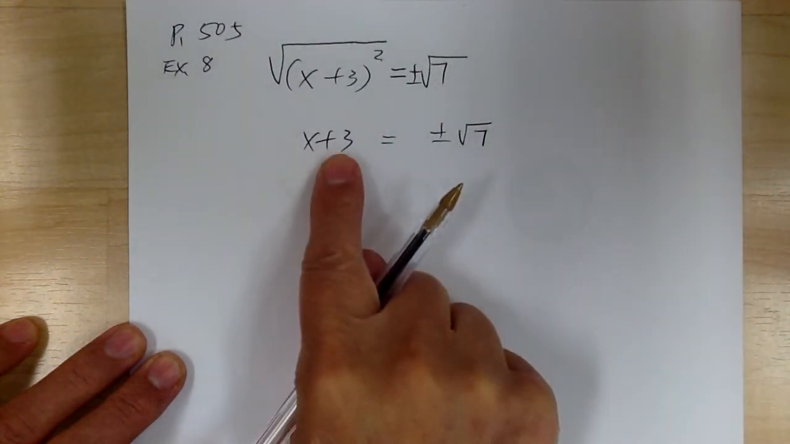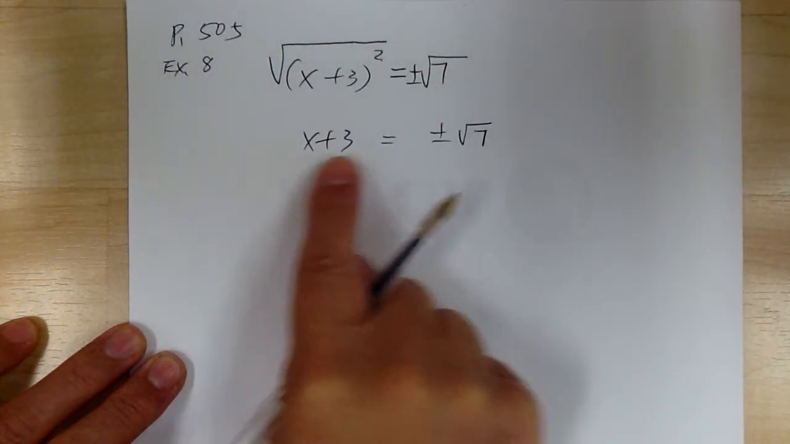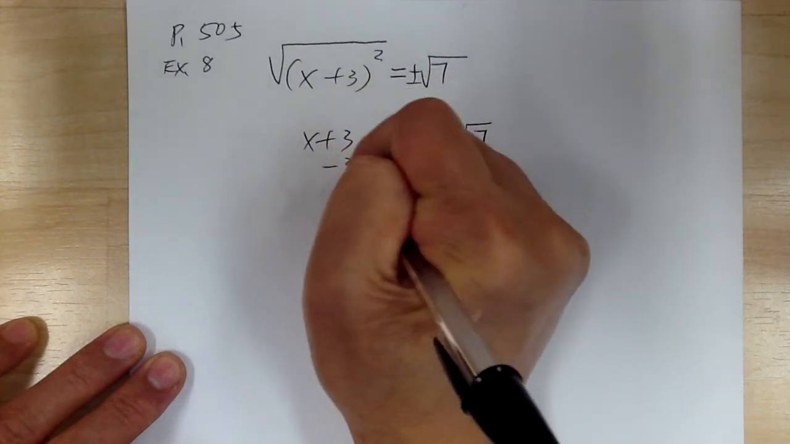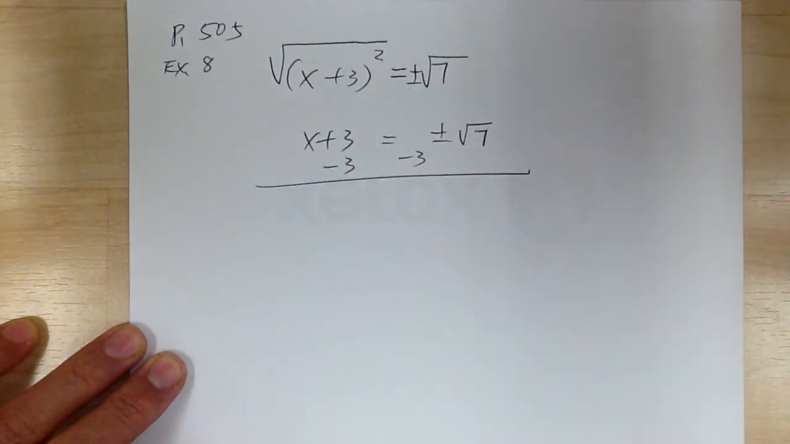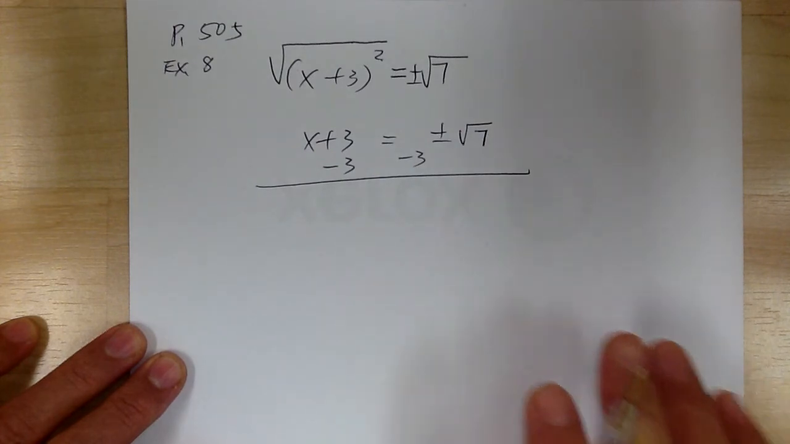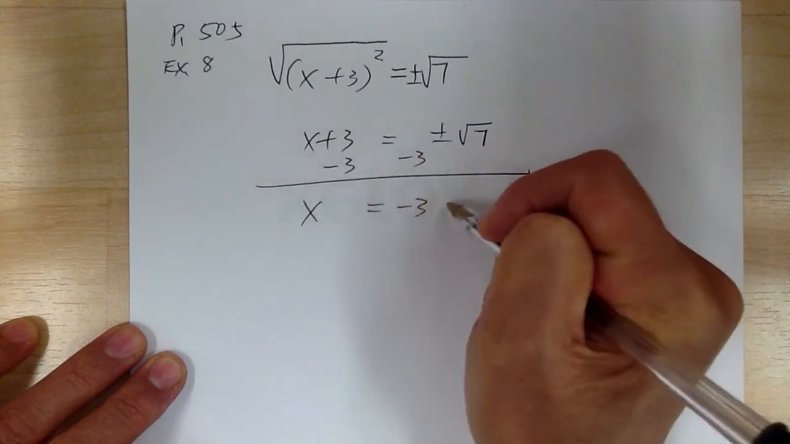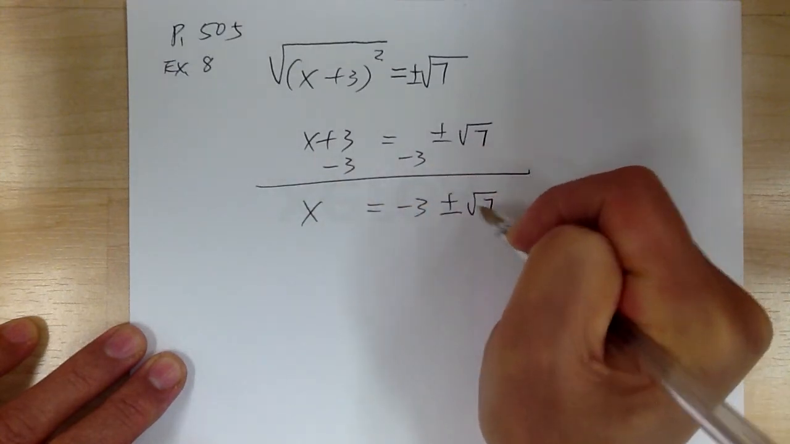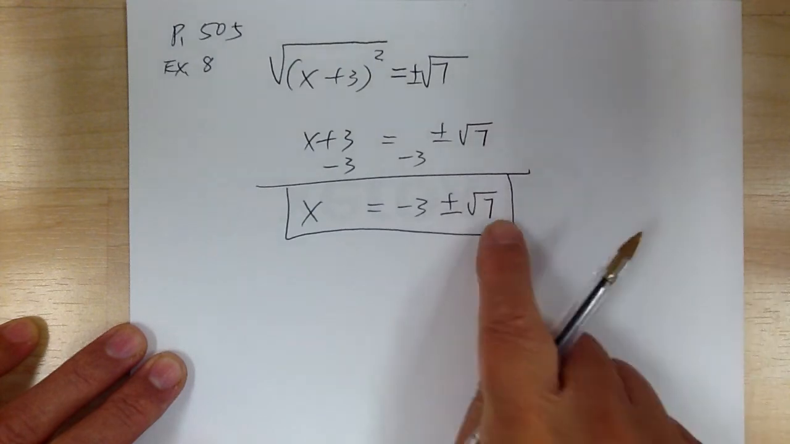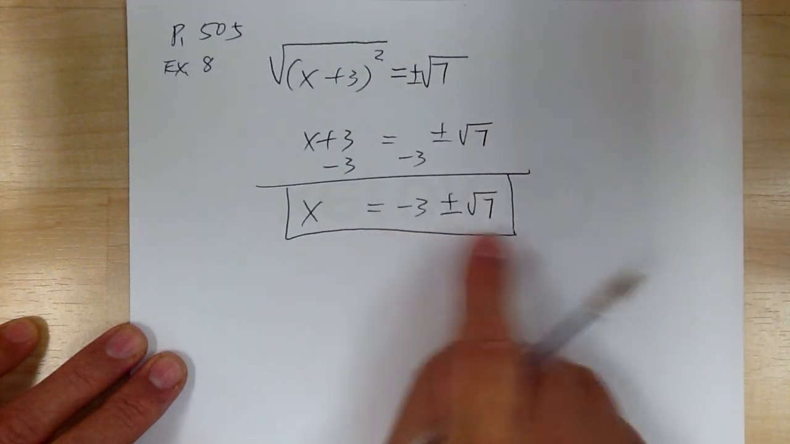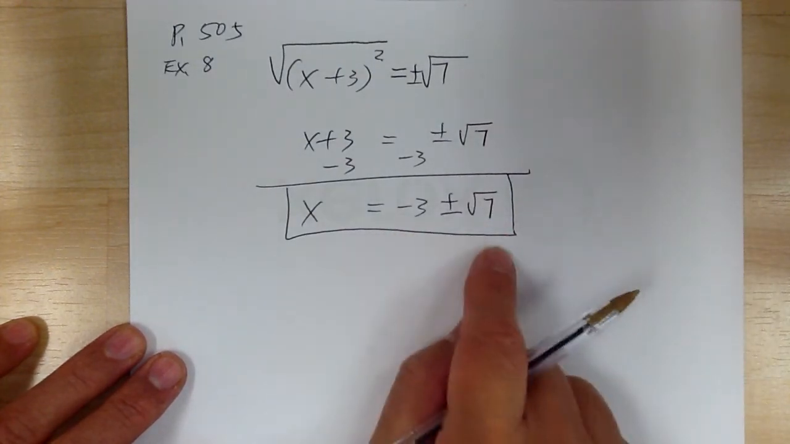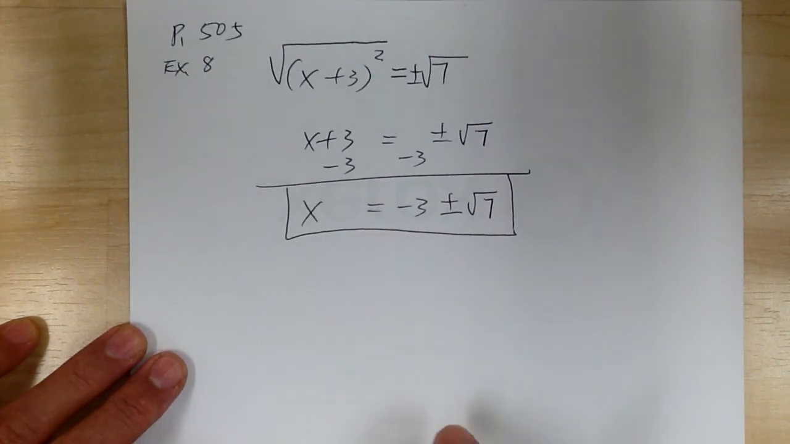So now you have to get rid of that, right? Remember you're solving for x, so you have to get rid of the 3. So minus 3 on both sides. You always put the plus or minus on the back. Never ever put it in the front. So you got x equal to negative 3 plus or minus square root of 7. And that's it. Now this one you cannot simplify, so just leave it alone. Don't separate these. Just leave it like that.